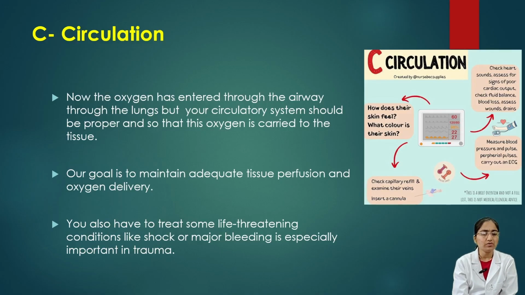Next we'll see C stands for circulation. Now the oxygen has entered through the airway, through the lungs, but your circulatory system should be proper so that this oxygen is carried to the tissue. Our goal is to maintain adequate tissue perfusion and oxygen delivery. You also have to treat life-threatening conditions like shock. Major bleeding is especially important in trauma patients.